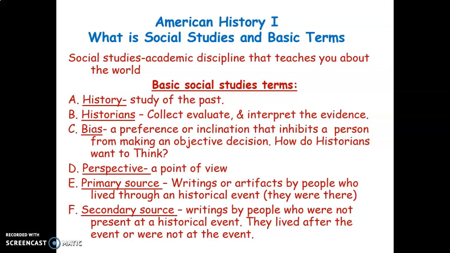So what is a bias? A bias is a preference or an inclination that inhibits a person from making an objective decision. How do you as a historian want to think? You want to think objectively. You do not want to have a bias. You want to have what is called an unbiased opinion or an objective opinion, because that will give you an objective decision. And that's what we want with history.